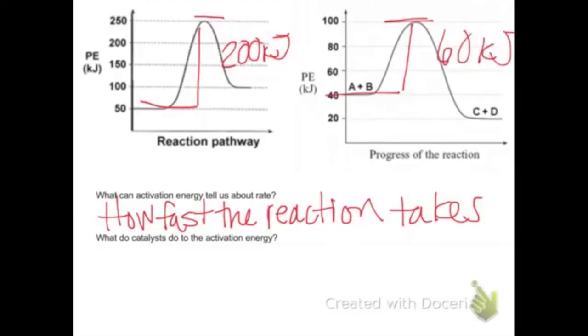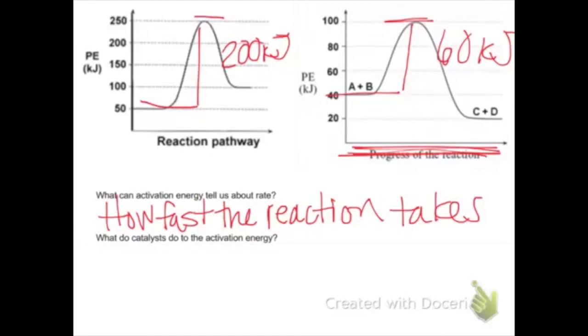So which one of those things do you think is going to be harder? The one that takes 200 kilojoules or the one that takes 60 kilojoules? 200 kilojoules. That mountain looks really steep. So which one's going to be faster? The shorter one. Okay, so that would mean that this graph over here would be my fastest reaction because my activation energy is lower. Right. So that makes a lot of sense. If it takes less energy, it should go faster.